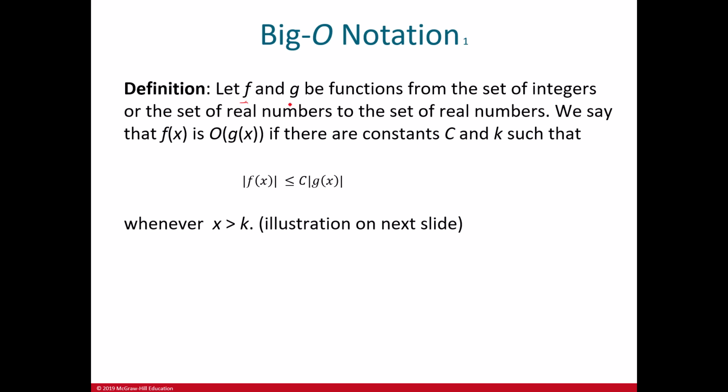Let f and g be functions from the set of integers to the set of real numbers. We say that f of x is big O of g of x if there are two constants c and k such that this inequality applies whenever x is greater than k. There's a lot said in this definition. We need to rephrase it in some concise way so we can understand exactly what we are looking for when we attempt to answer questions regarding finding or showing that a function is a big O of another.